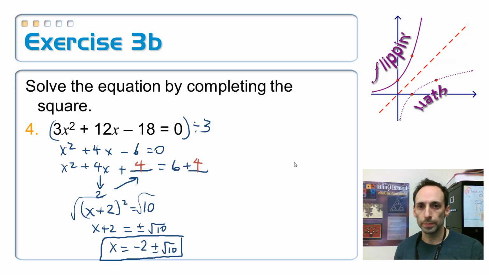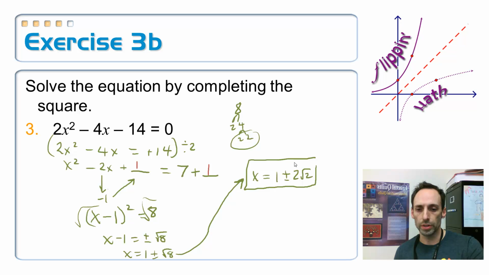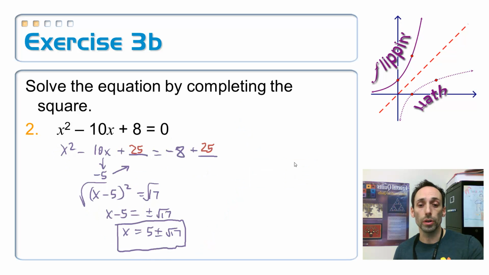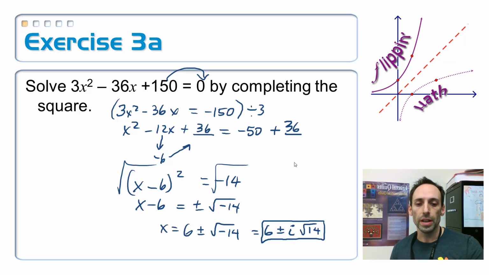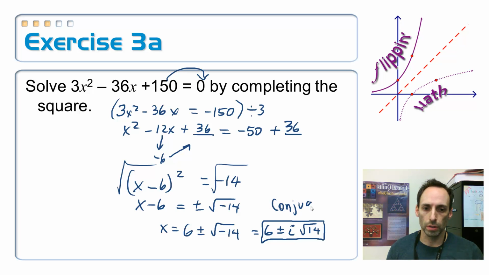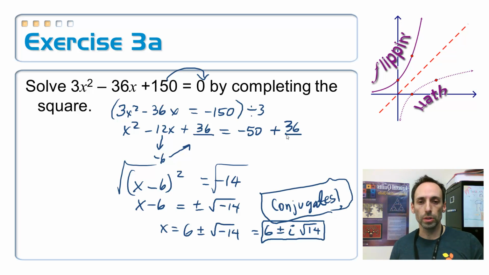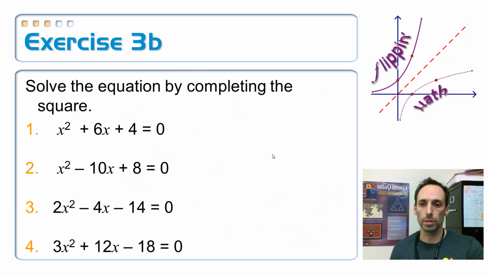Let's just take a second and look at every single one of these answers. Negative 2 plus or minus the square root of 10, 1 plus or minus 2 square root of 2, 5 plus or minus the square root of 17, negative 3 plus or minus the square root of 5, and let me scroll back to even this one, 6 plus or minus i square root of 14. See some sort of pattern? These things are conjugates. Whenever you solve quadratics by completing the square, that's what you get. You get some conjugates.